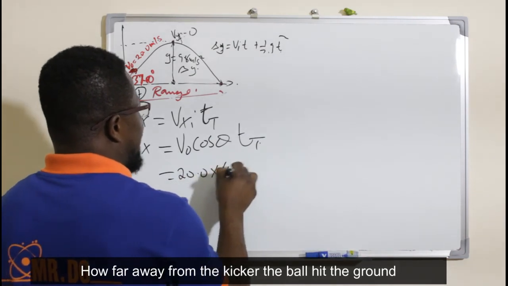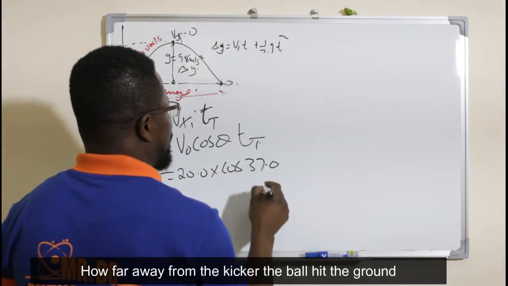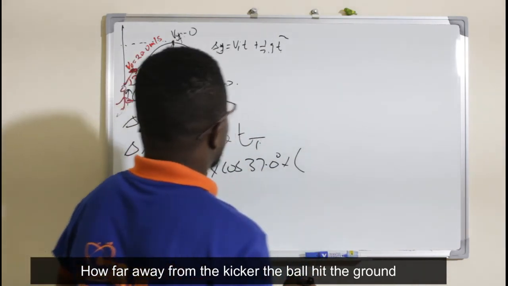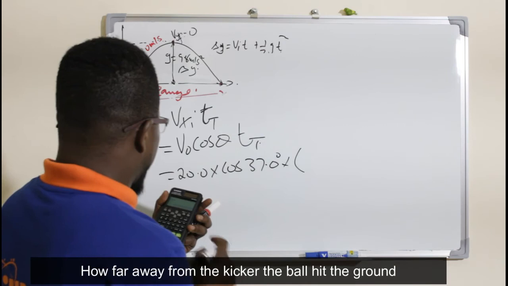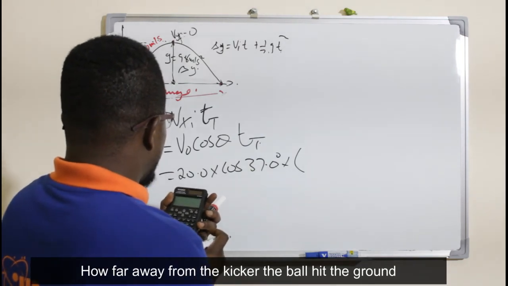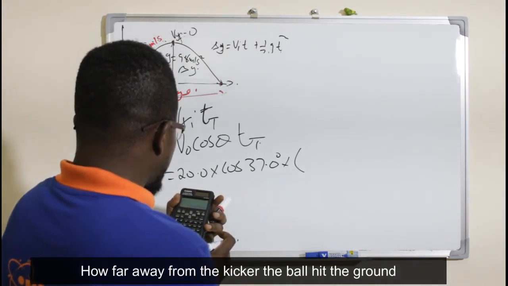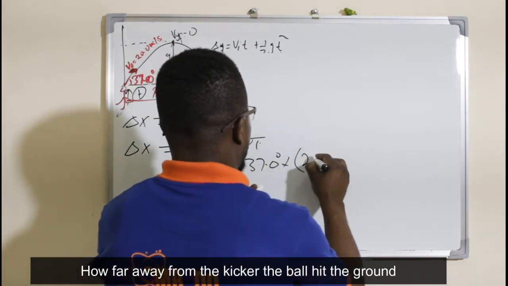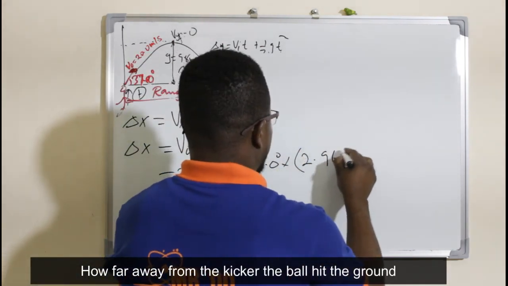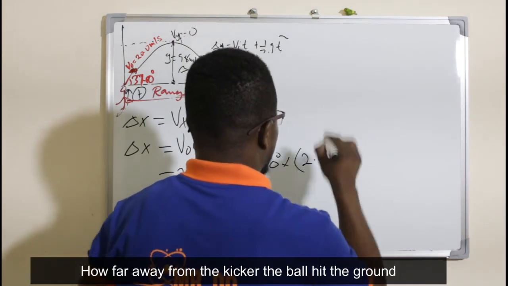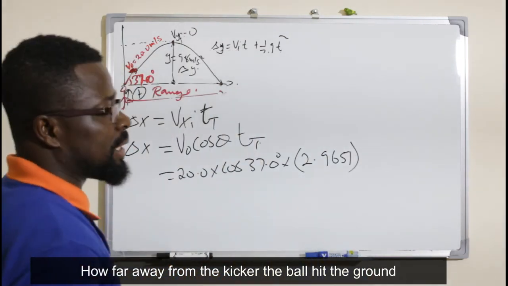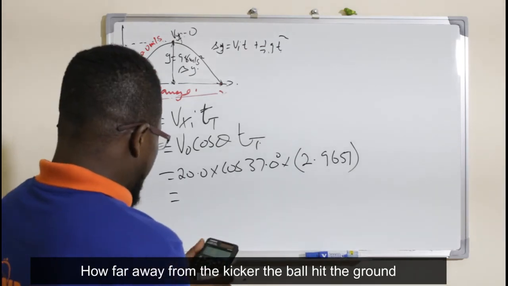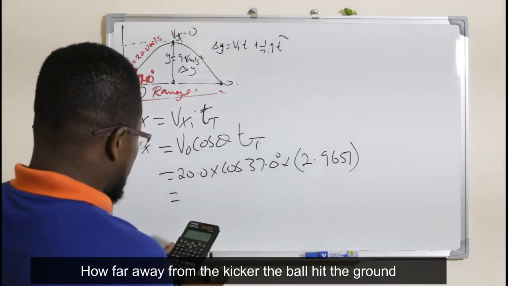Good. And that means we are going to have 20.0 multiplied by cos 37.0 degrees multiplied by the time. And what did we get for our time? We're going to use that positive value, and that is 2.9651. I'm using the 4 decimal places to get an accurate result. So let's punch that into the calculator and see what we're going to have.